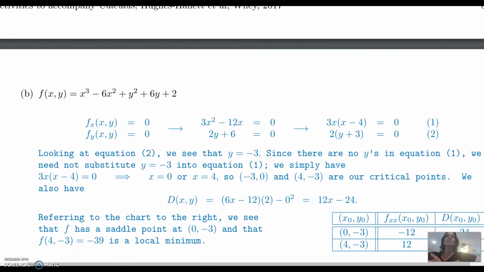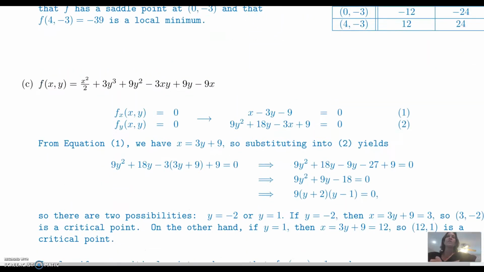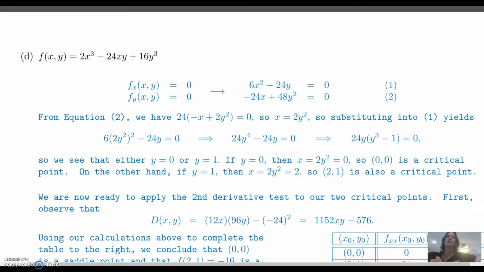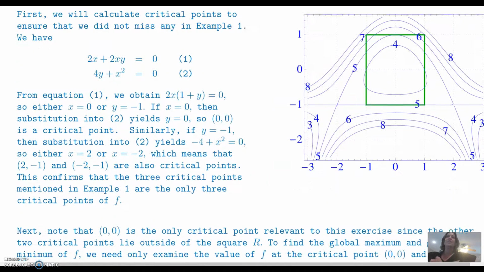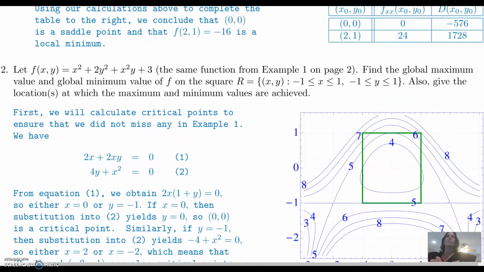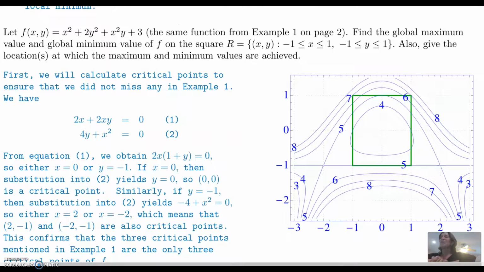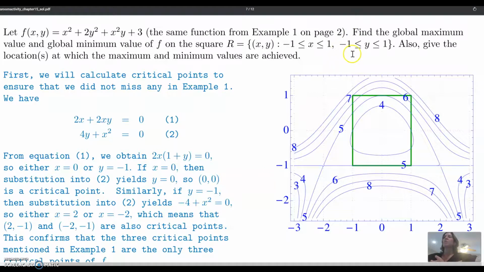So looking at the next ones, I would encourage you to try part B here on your own and verify that you can do these problems, and D. And then let's also look at starting number 2 together in our last 2.5 minutes on the video here. This is a similar function to one that's already been done in the examples, but now we're going to put it on a closed and bounded region.